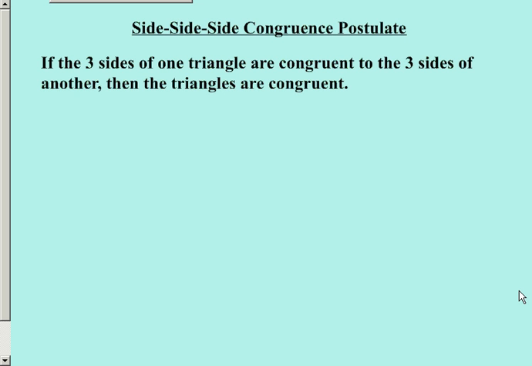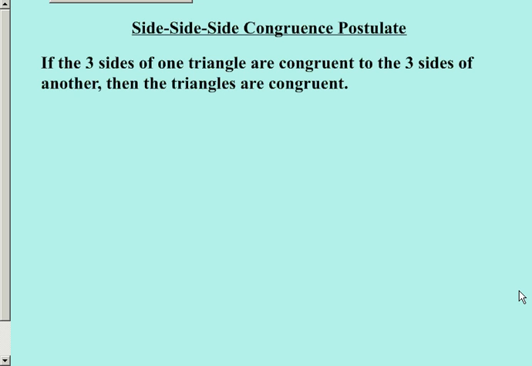And the side-side-side congruence postulate says this. If the three sides of one triangle are congruent to the three sides of another, then the triangles are congruent. Again, if the three sides of one triangle are congruent to the three sides of another, then the triangles are congruent.